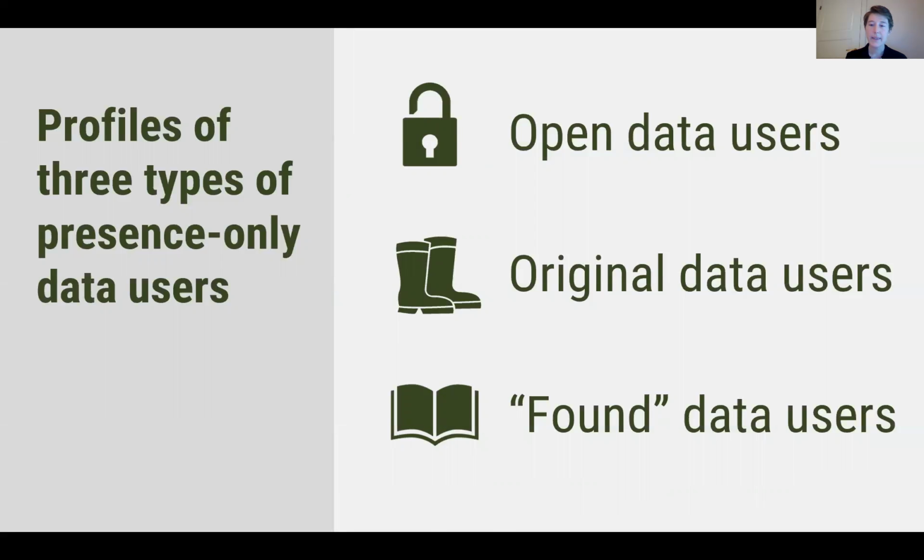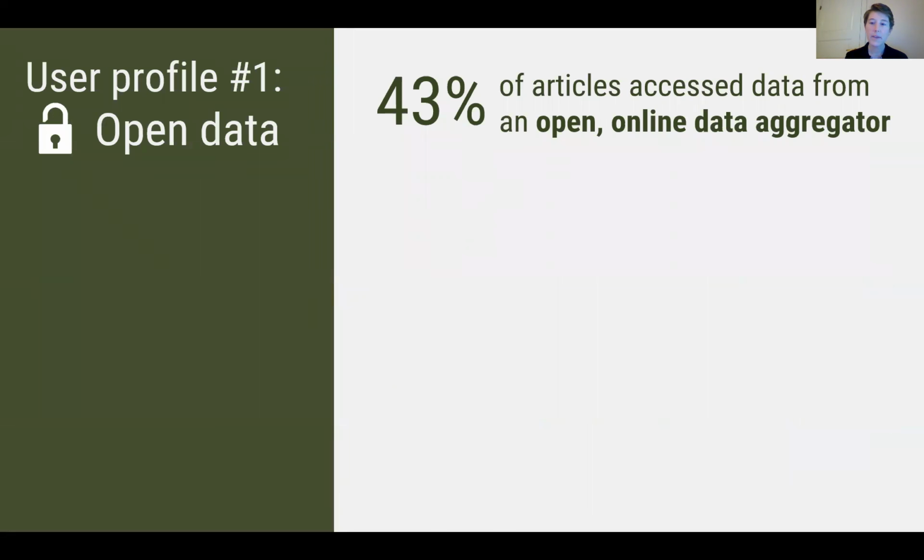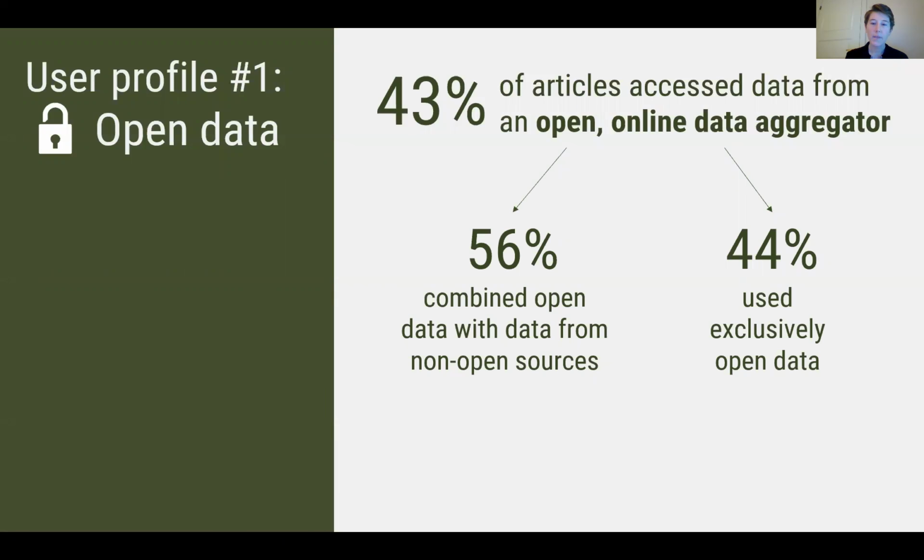To try to dig into this a little bit more, we looked at 3 subsets of the articles in our study. We put together broad profiles of 3 different types of presence-only data users defined by the sources they access their data from. We'll first take a quick look at articles that used at least some data from an online open data aggregator. Of these papers, just over half combined their open data with some presence-only data from other sources.